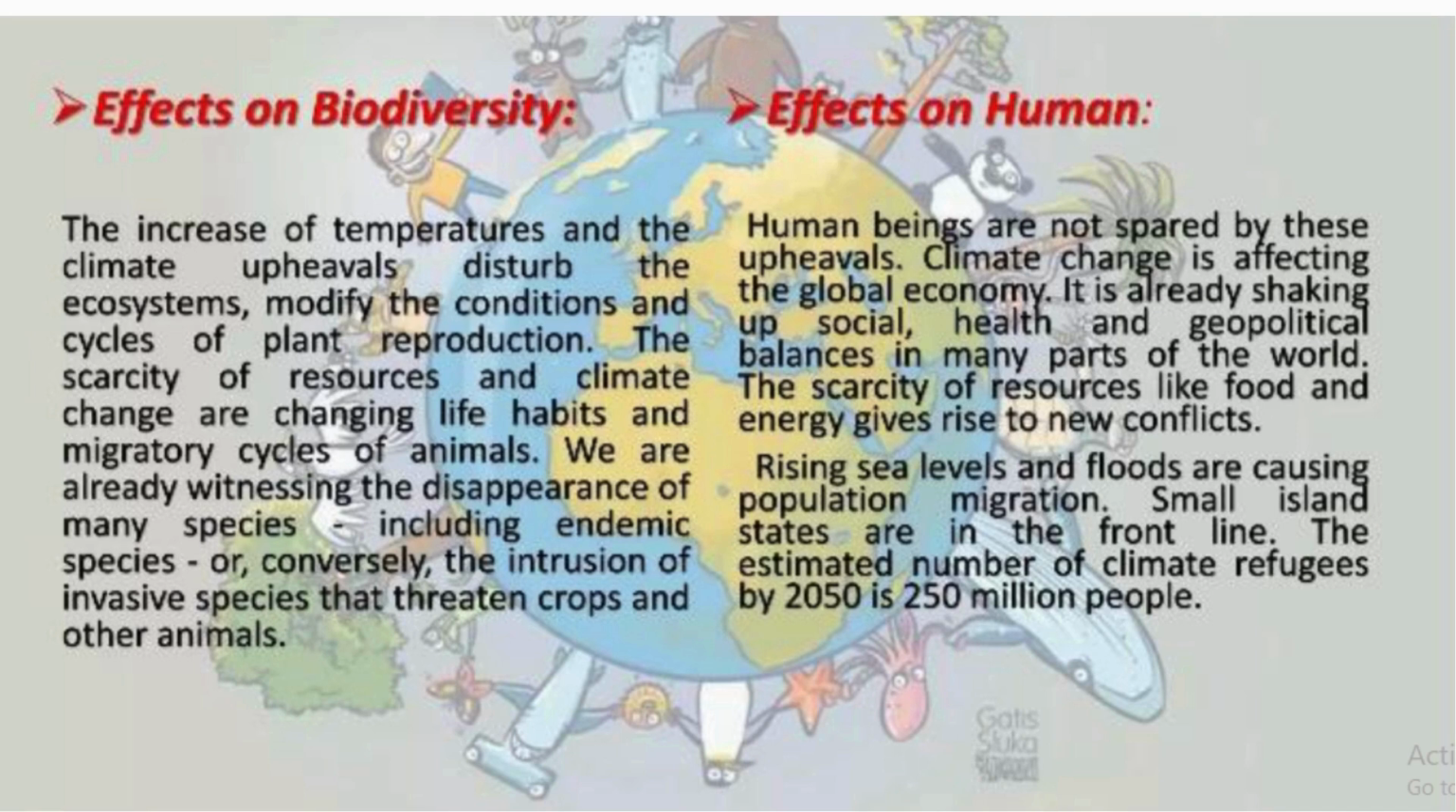For example, the increase of temperature and climate upheavals disturb the ecosystem, which modifies the conditions and cycles of plant reproduction. The scarcity of resources and climate change are changing life habits and migratory cycles of animals. So we are already witnessing the disappearance of many species, including endemic species, or conversely, the introduction of invasive species that threaten crops and other animals.